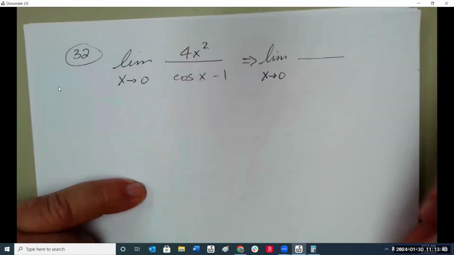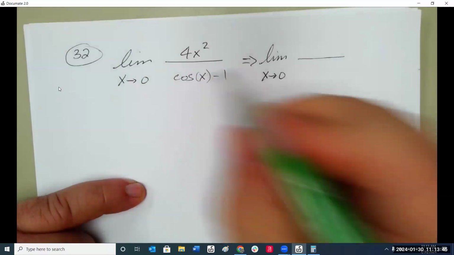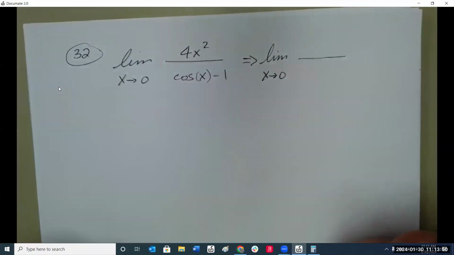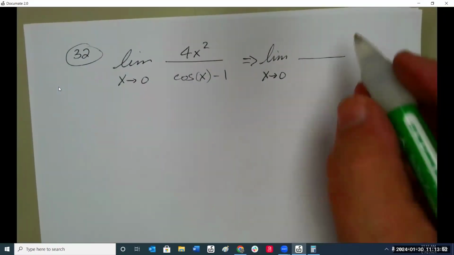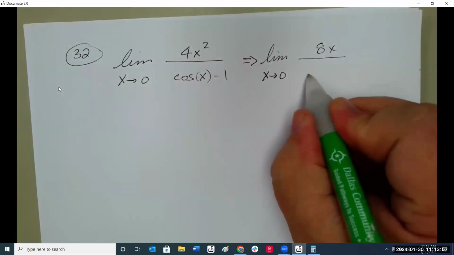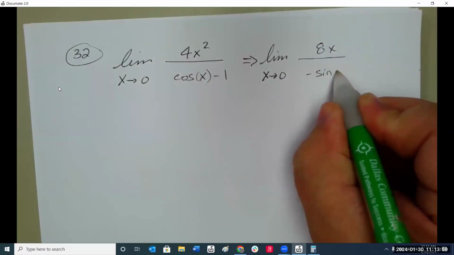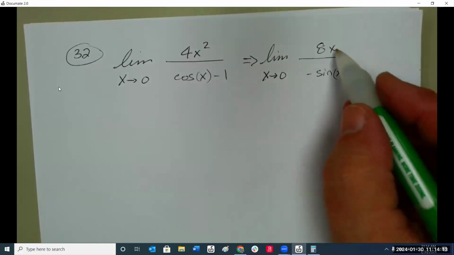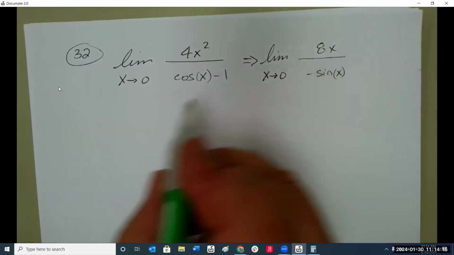I'm sorry, is it cosine x and then parentheses -1? Yeah, it's cosine x -1. I should have put the parentheses in there. So this one is 8x. The derivative of cosine is negative sine. That would still be 0 total. So it's 0/0, so we have to take it again.